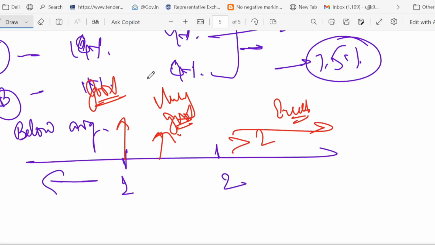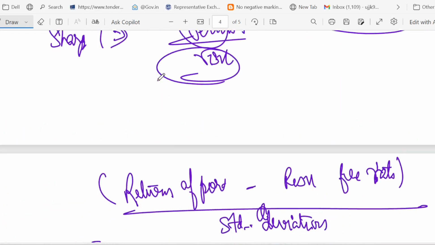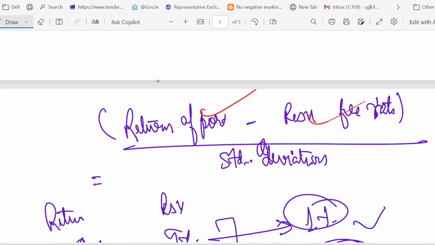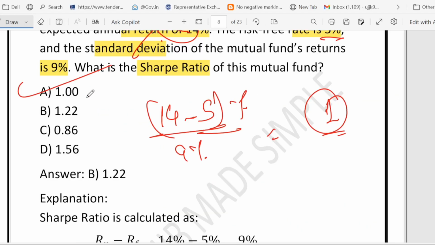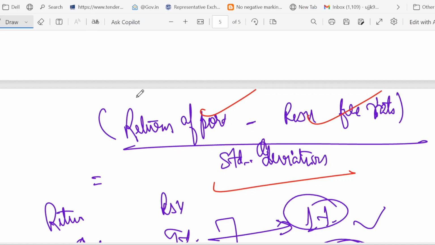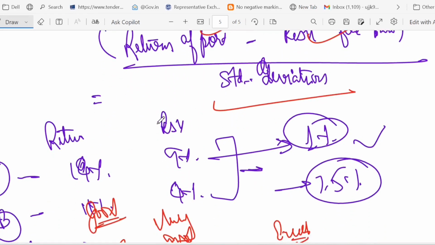So remember what we learned from this question: the Sharpe ratio formula, just remember it, is return of portfolio minus risk-free rate upon standard deviation. In the book, nowhere it is written, right? That's the peculiarity of this session. I explain each and everything so that if you don't have any idea, you can understand it from the basics, from scratch.